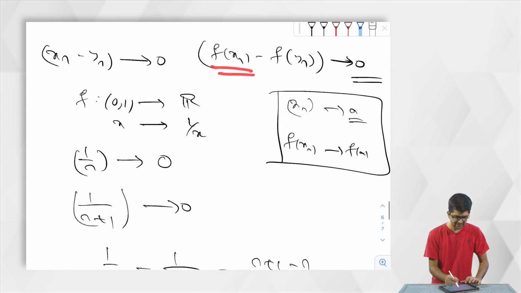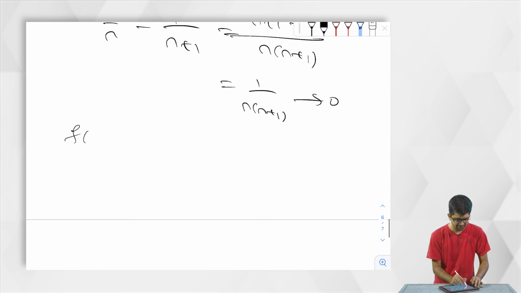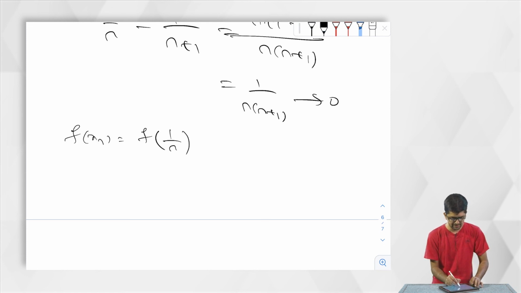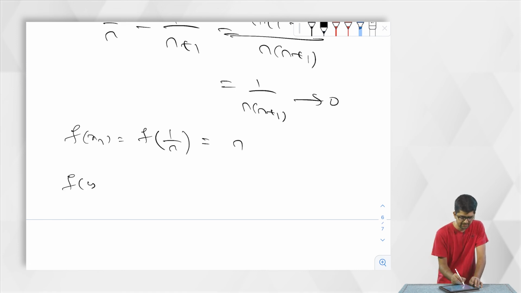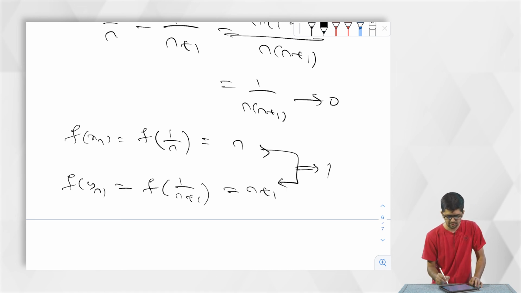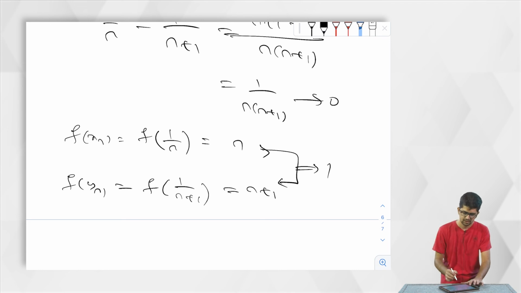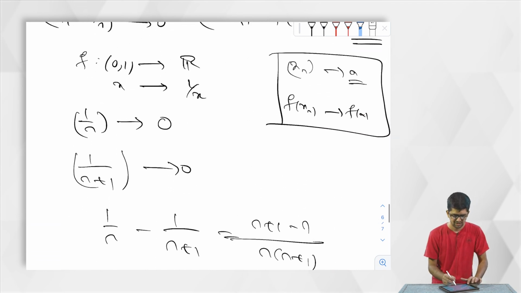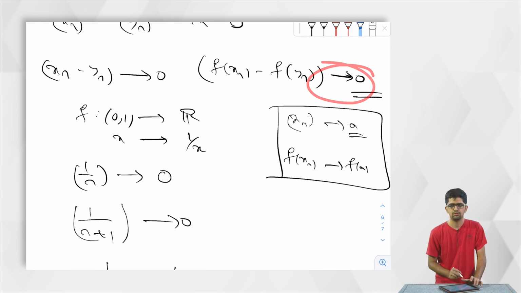Now what is f of xn? f of xn is f of 1 by n, which is just n. What is f of yn? f of 1 by n plus 1 is equal to n plus 1. So this difference is 1, it is a constant sequence. This constant sequence 1 is not converging to 0.